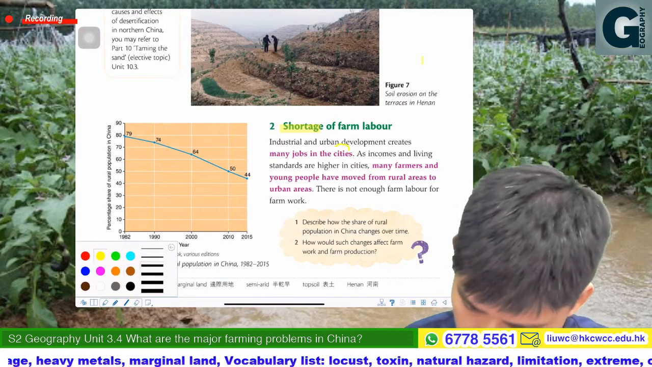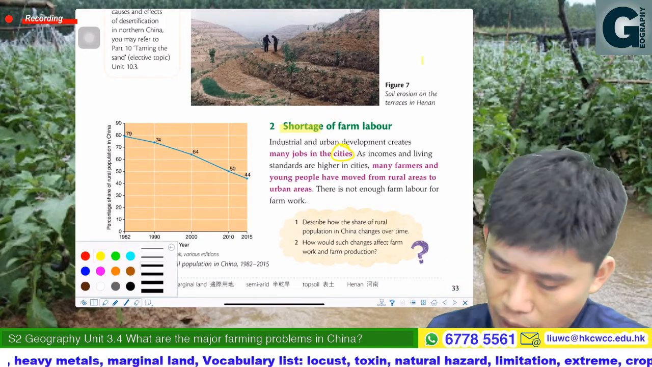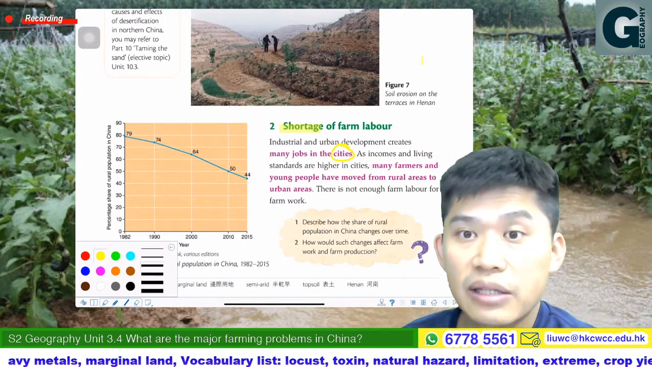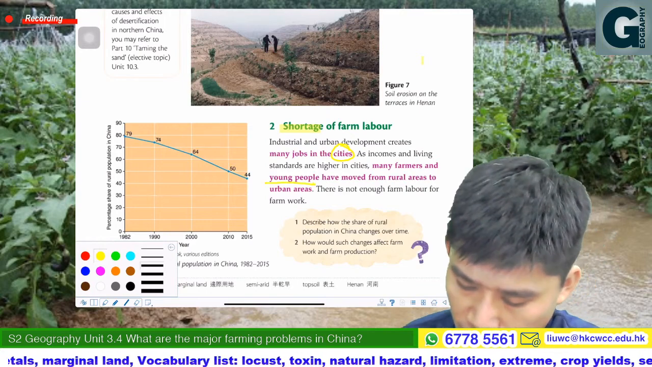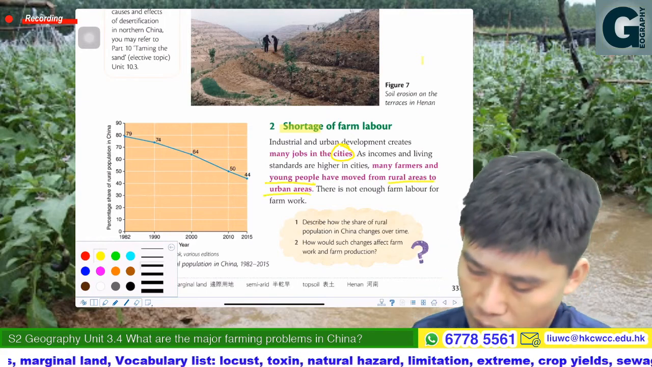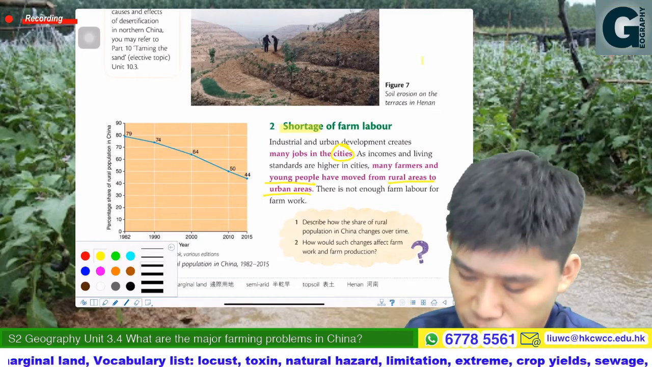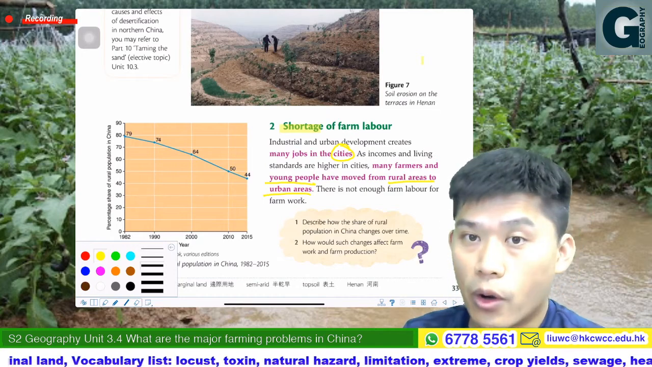In the city, as income and living standard are higher, therefore many farmers and especially young people have moved from rural to urban area. There is not enough farm labor for farm work.